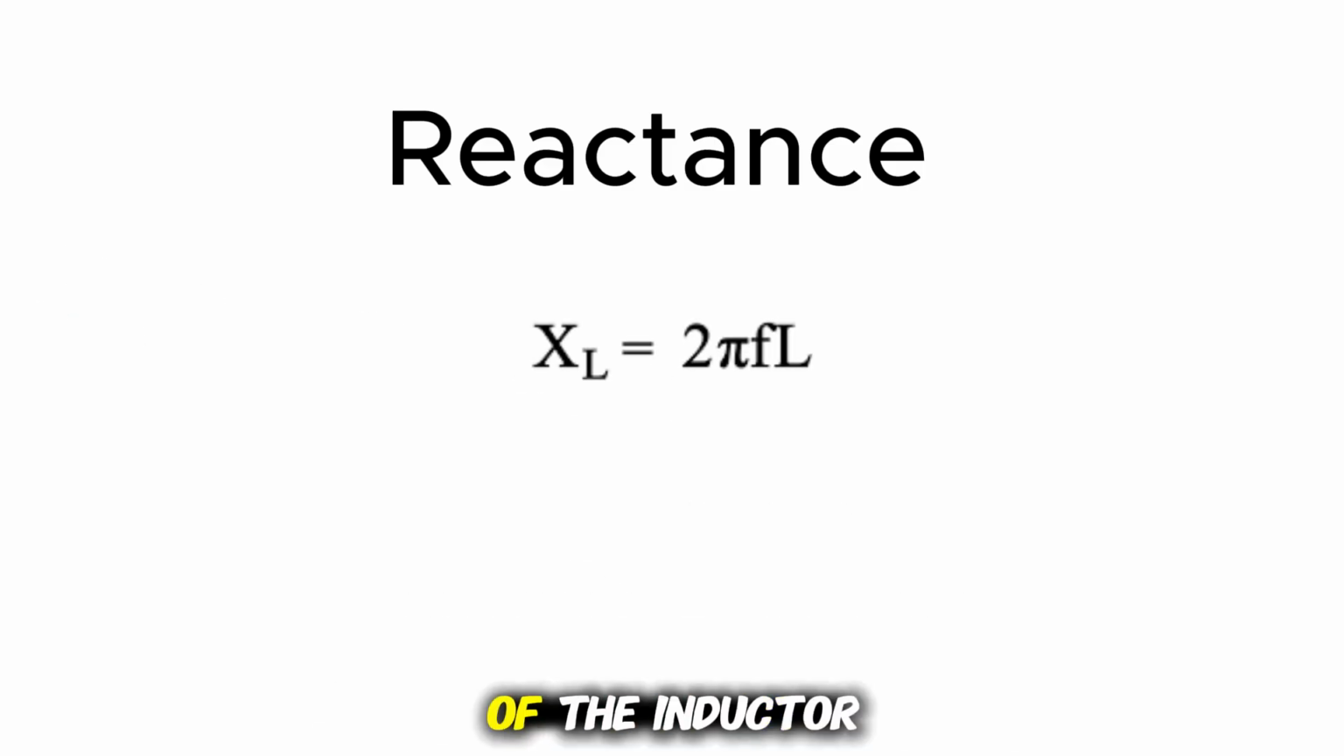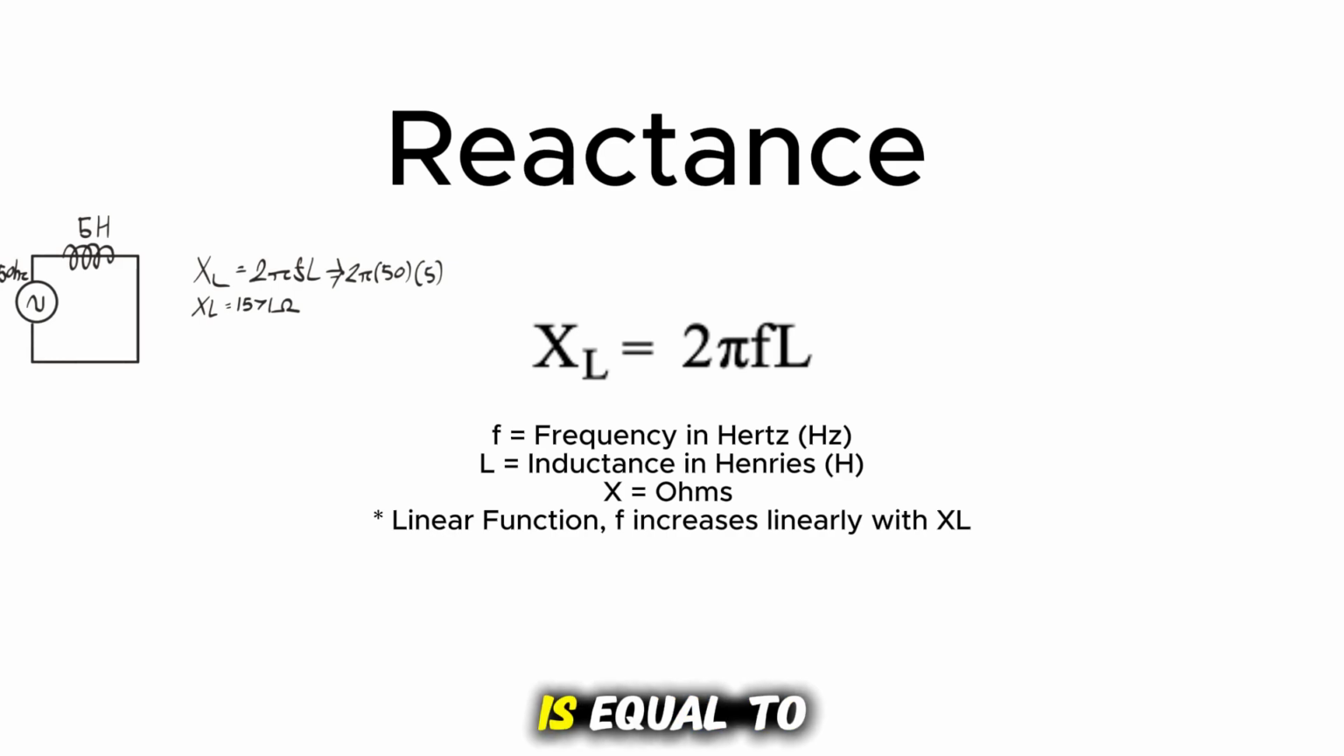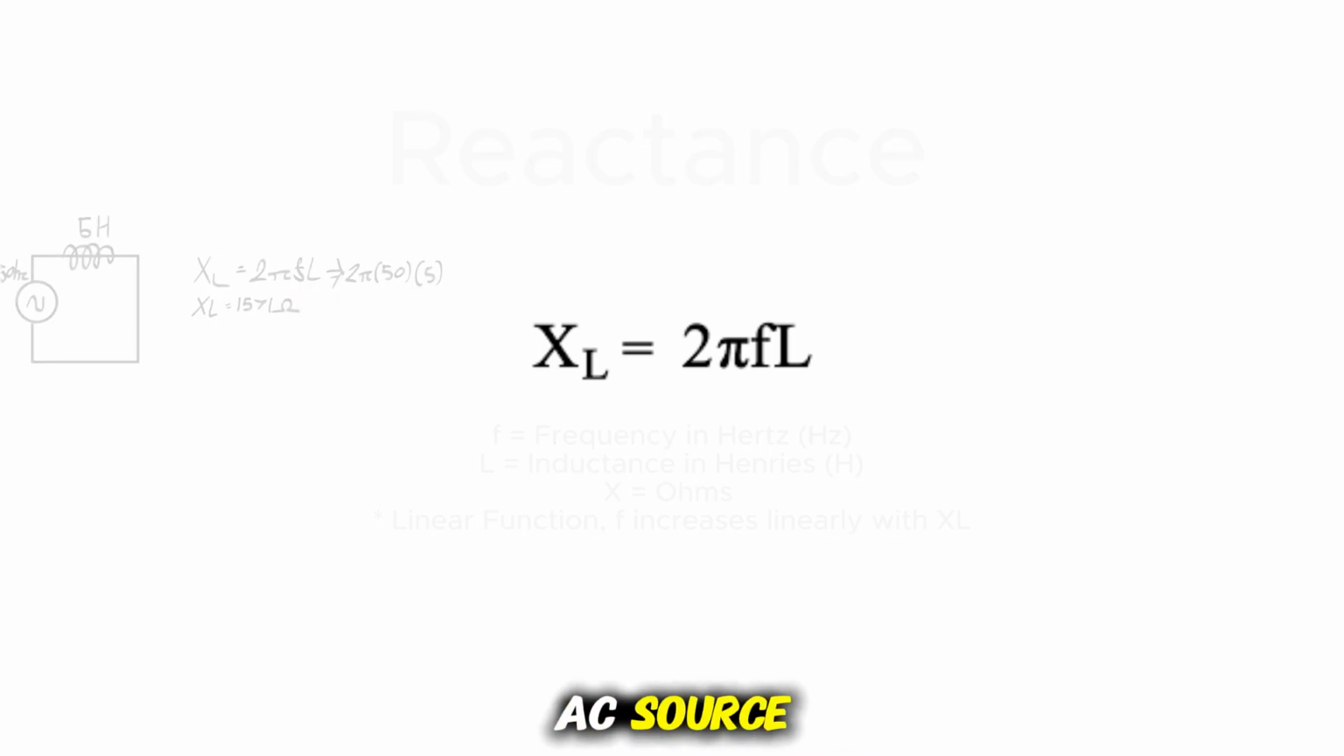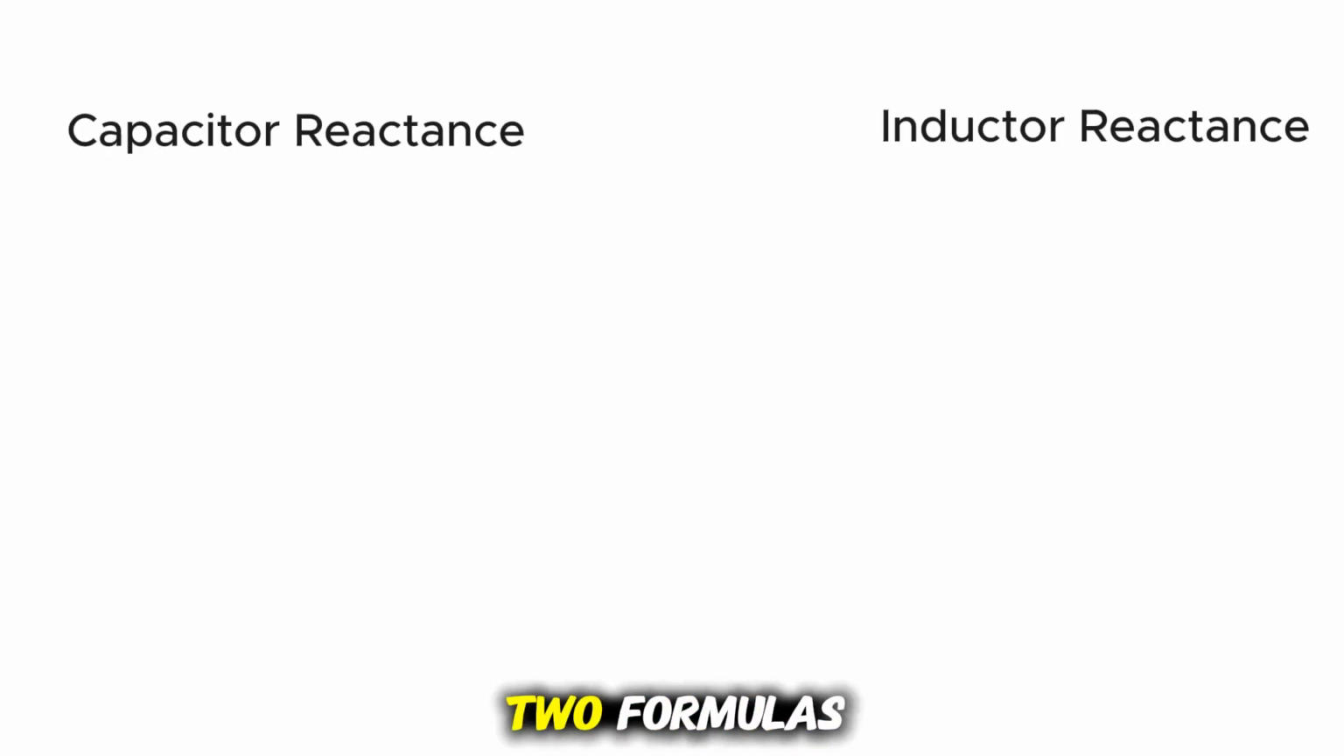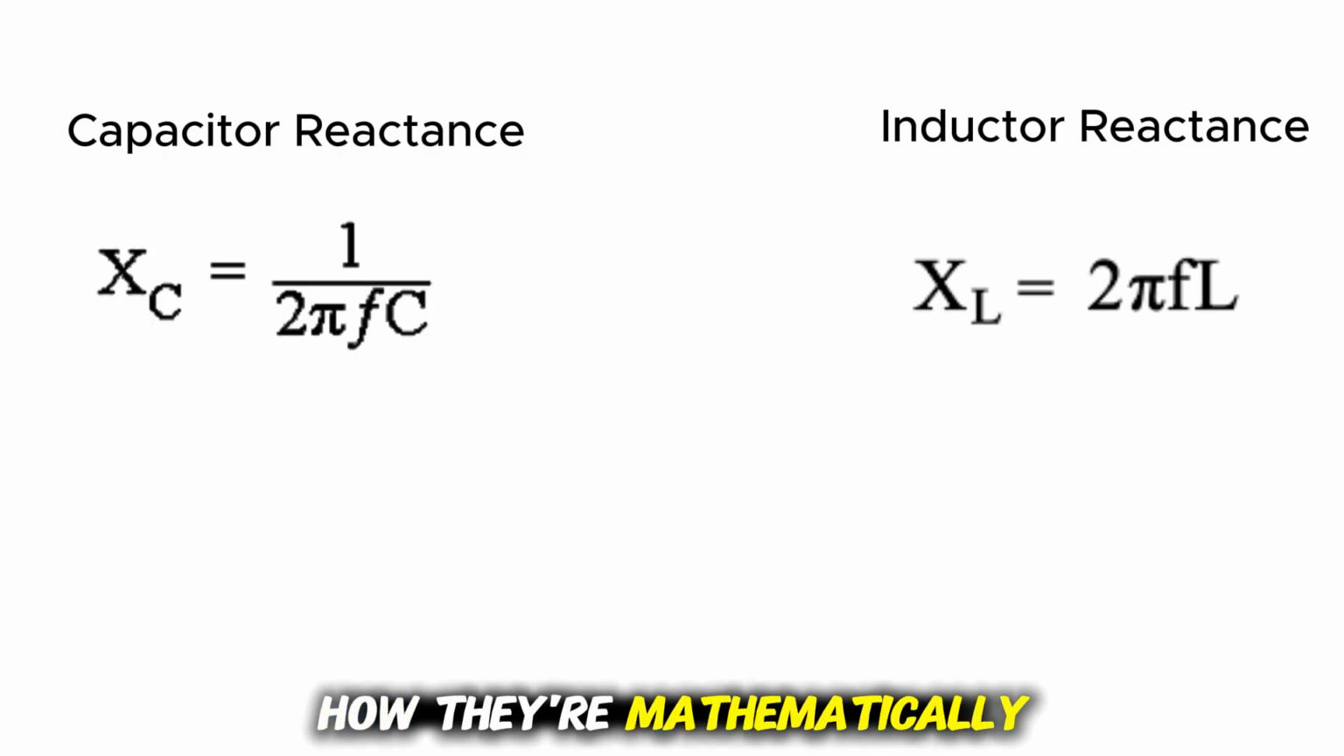Now the reactance of the inductor, denoted as XL, is equal to 2 pi frequency times inductance, where inductance L is in the units of henries, and frequency is the frequency delivered by the AC source. Now the major characteristics of these two formulas are given by how they're mathematically composed.